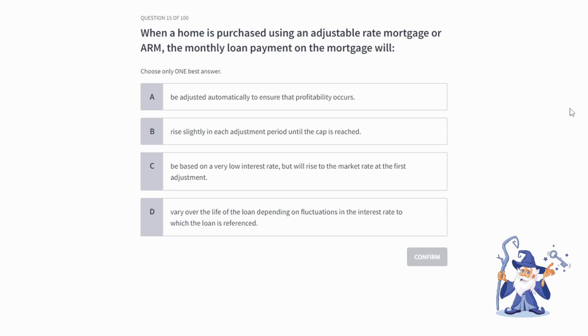All right, next one, question number 15. When a home is purchased using an adjustable rate mortgage, or ARM, the monthly loan payment on the mortgage will, and it gives us 4 options. A, be adjusted automatically to ensure that profitability occurs. B, rise slightly in each adjustment period until the cap is reached. C, be based on a very low interest rate, but will rise to the market rate at the first adjustment. D, vary over the life of the loan, depending on fluctuations in the interest rate to which the loan is referenced. Alrighty, so take some time, read it over, and come up with your answer on that one.